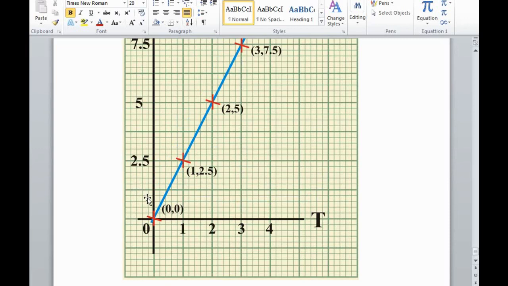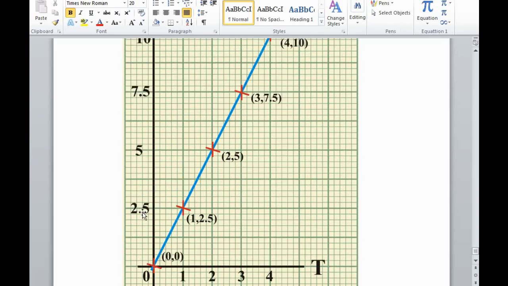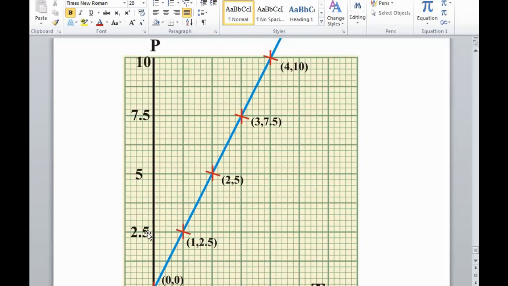Same as on the y-axis, I'm going to take 2 large squares equal to 2.5 pascals, then 4 large squares equal to 2.5 plus 2.5, 5 pascals, and then the next 2 large squares for 7.5, and then the 5th and 6th large squares for 10 pascals.